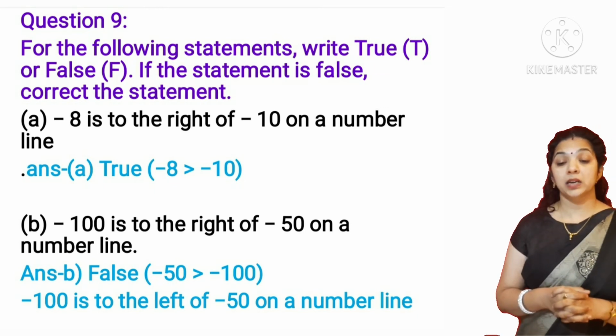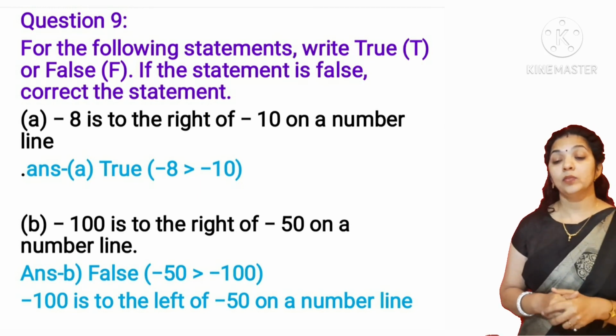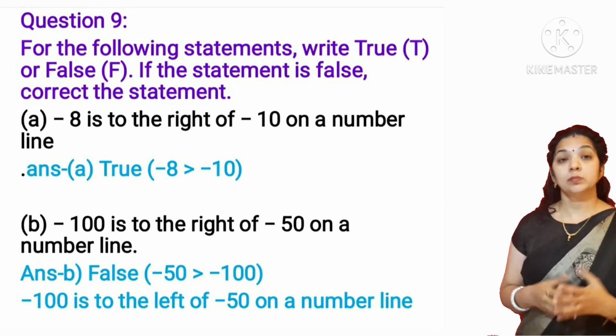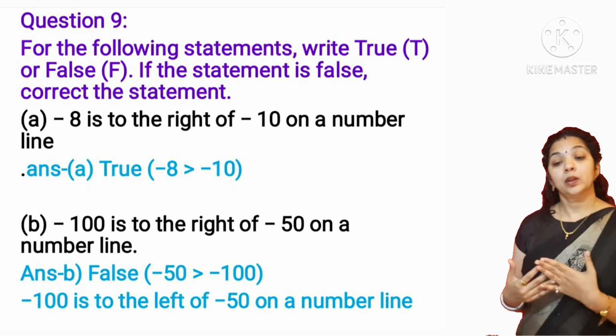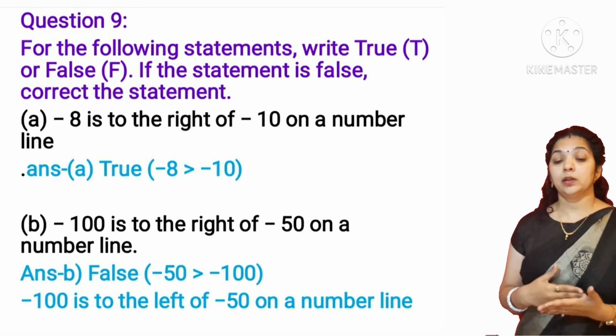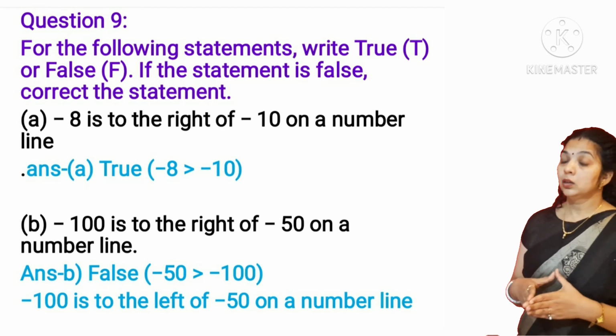Next is minus 100 is to the right of minus 50 on a number line. It's false because minus 50 is greater than minus 100. So the correct statement is minus 100 is to the left of minus 50 on the number line.